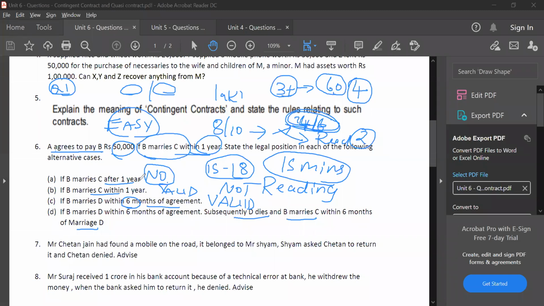Does not matter how it happens. So first year B is marrying D. Then afterwards D dies. So again B marries C. Therefore what is happening within 1 year? B is essentially marrying C. Therefore the fourth one is valid.